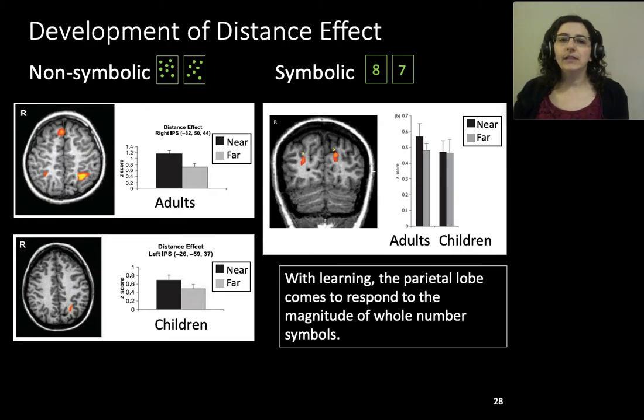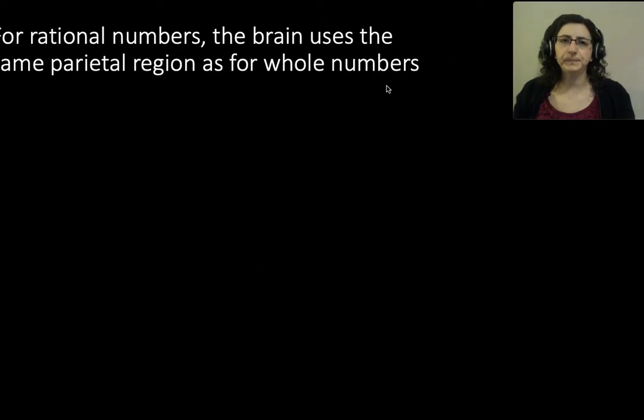And that tells us that with learning, the parietal lobe comes to respond to the magnitude of whole number symbols. When, of course, we're born, these are just squiggles and they don't mean anything to us. But over learning and instruction and practice, now our brains come to have the same sort of activity for dots and their magnitudes as for symbols.